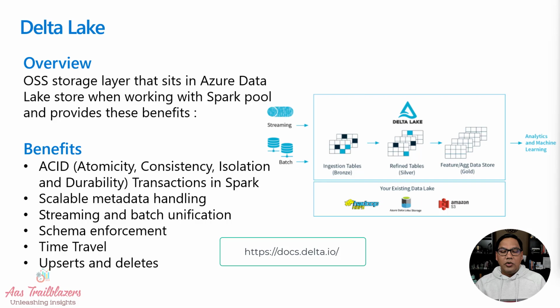Schema enforcement and evolution features automatically handle schema variations to prevent insertion of bad records during data ingestion. With time travel, every operation is automatically versioned. That means data versioning enables rollback in case required, full historical audit trails, and reproducible machine learning experiments. For upserts and delete operations, it supports merge, update, and delete operations to enable complex use cases like change data capture, slowly changing dimension operations, streaming upserts, and so on.